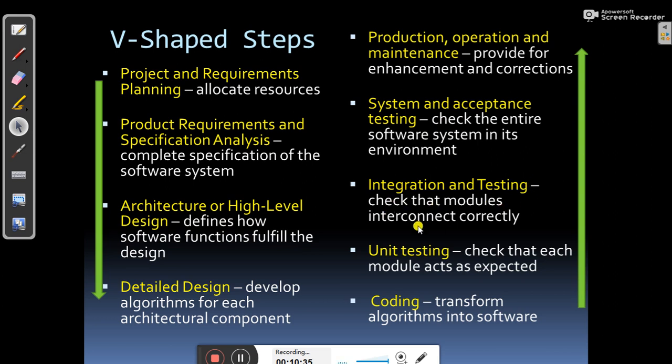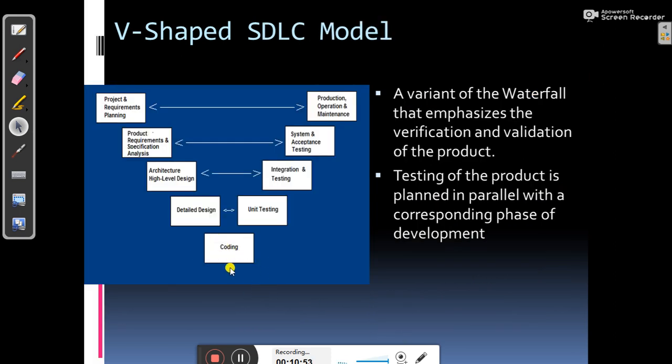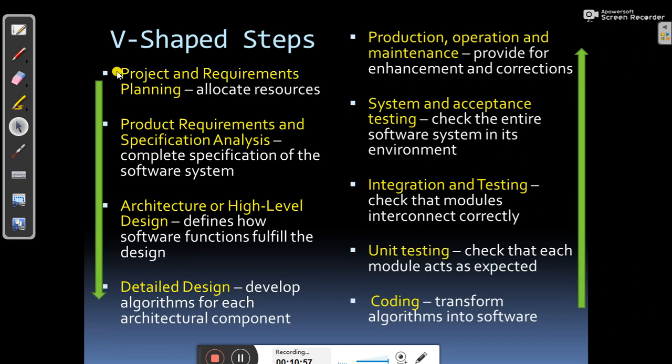Check that modules interconnect correctly. Detailed design develops algorithms for each architectural component. For this type of design you need to perform unit testing. Check that each module acts as expected. Coding is alone, as you can see in this video; coding is not connected with any verification or validation. This arrow is downward and this arrow is upward, and in that way the testing and validation are connected.